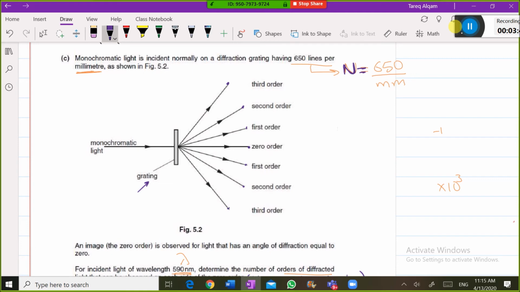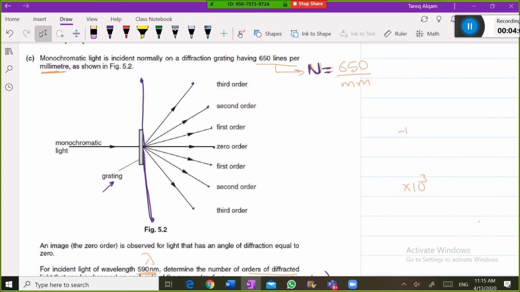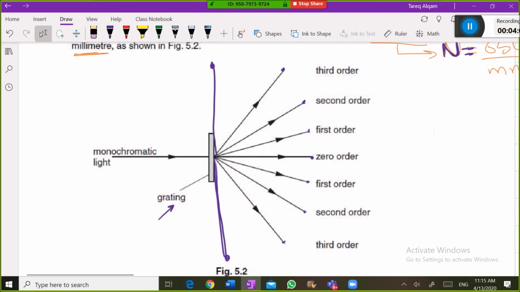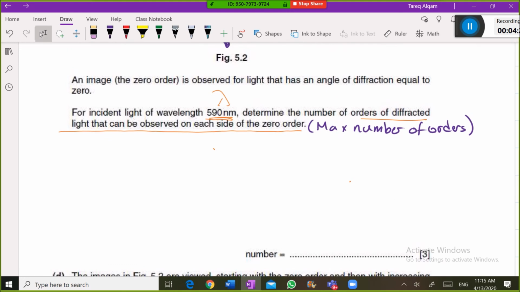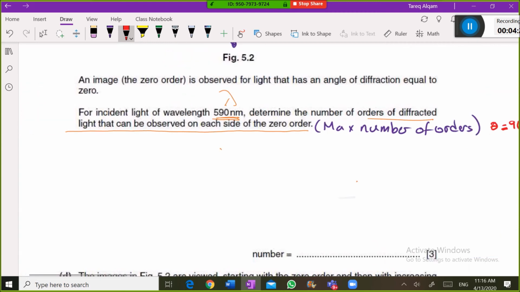The maximum number of orders is approximately this one that can be observed. This angle is the maximum order. This angle is about 90, and beyond 90 we will not observe any order. So here, for the maximum number of orders, as we mentioned before, theta, or angle of diffraction, is 90 degrees.